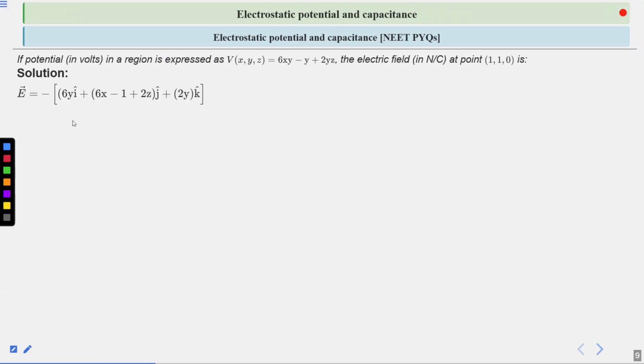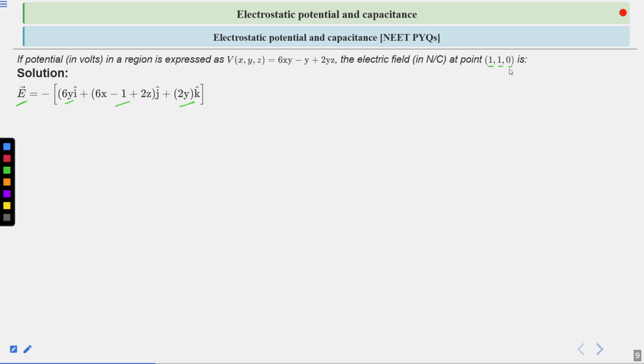Now put all the values: del v by del x at this point, del v by del y at this, and del v by del z at this. So this will become minus in bracket 6y i cap plus 6x minus 1 plus 2z j cap plus 2y k cap.